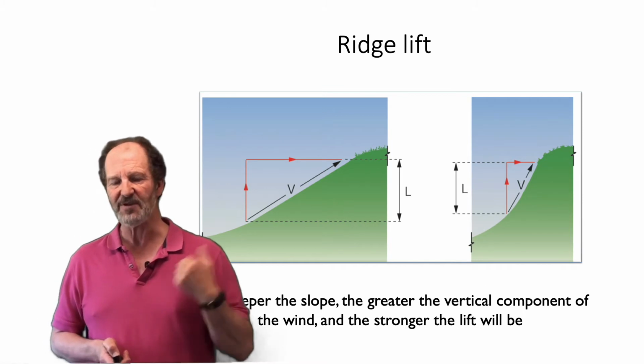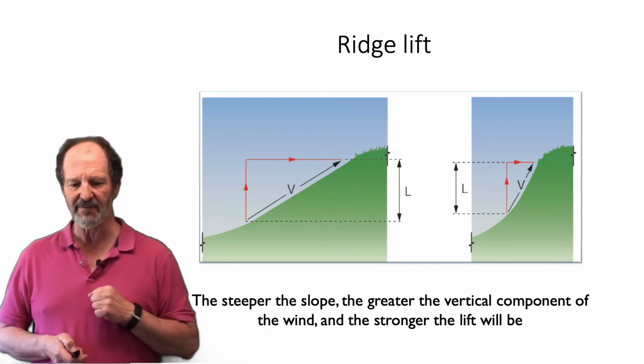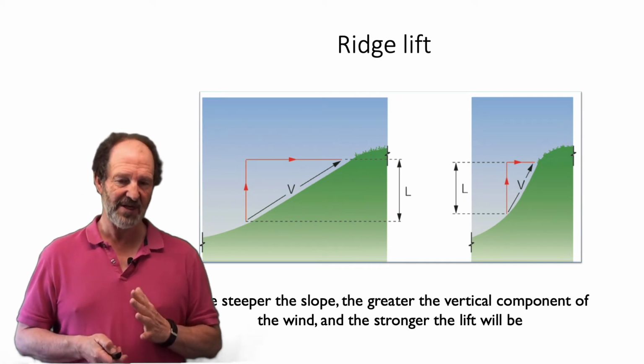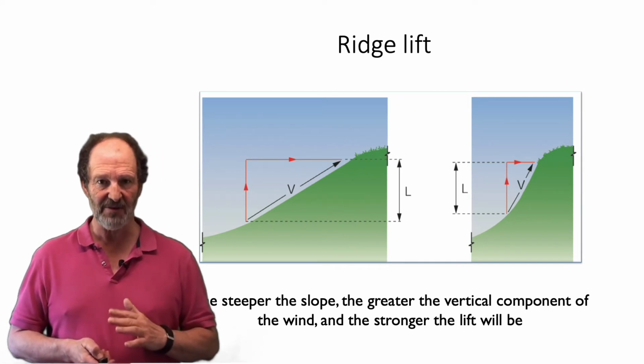So ridge lift, we've just mentioned this is about the vertical component. This means that when you're flying a ridge, the steepest part of the ridge has the highest vertical component of the air.